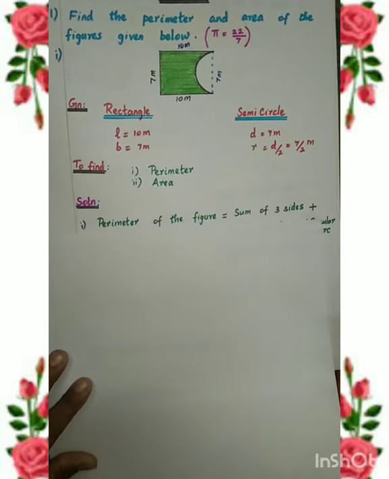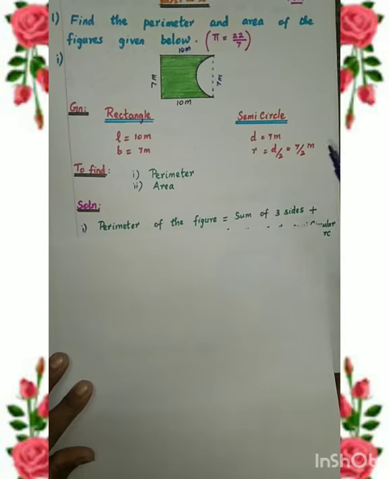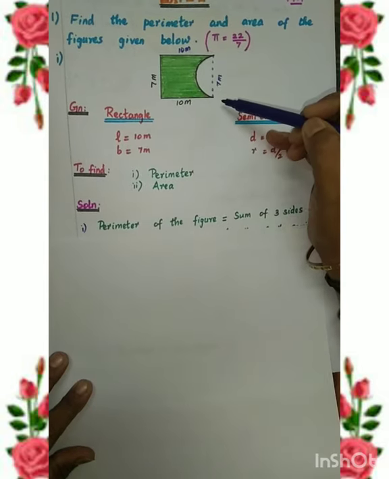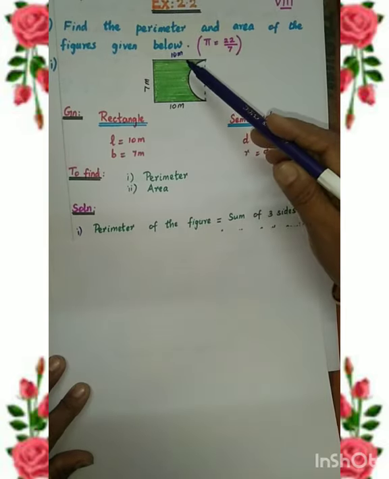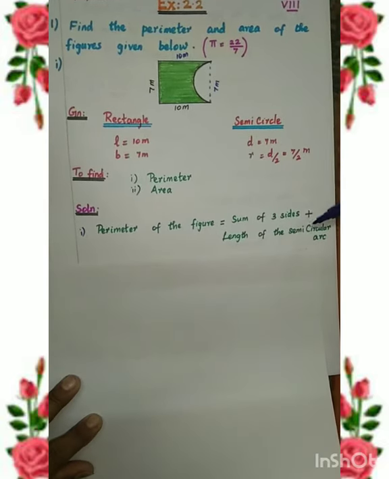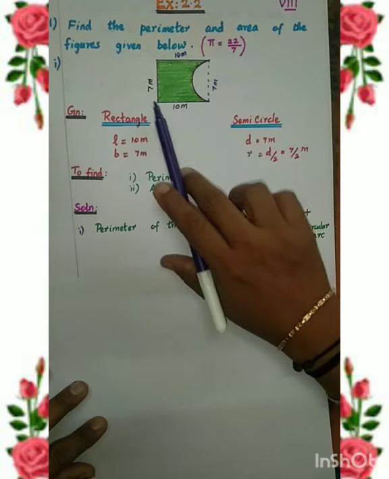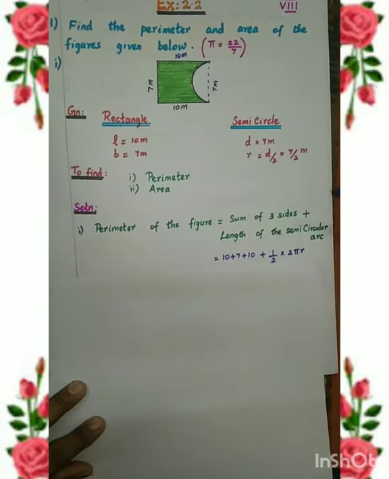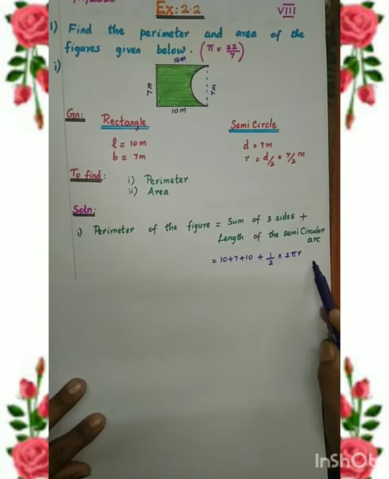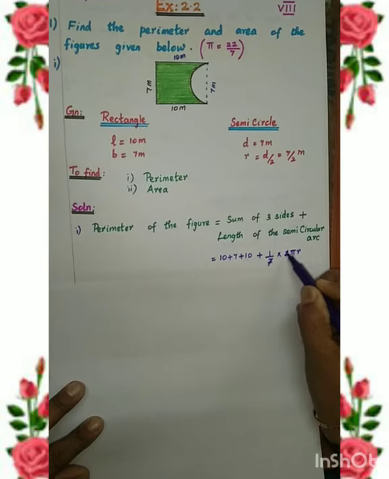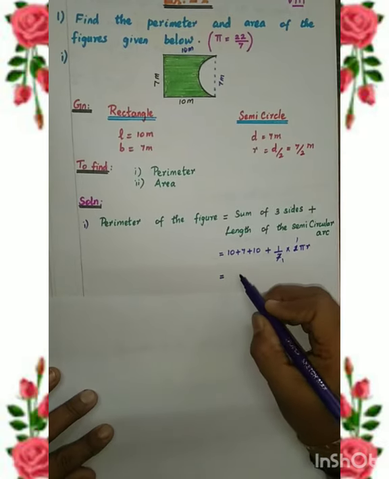So here, the solution. Perimeter of the figure. What do you mean by perimeter? Sum of all the sides. Here we have 3 sides and one part semicircular arc. So we add the 3 sides plus the length of the semicircular arc. That is, the 3 sides are 10 + 7 + 10, plus the length of the semicircular arc, whose formula is 1/2 × 2πr. So the 2 will be cancelled. That is 10 + 10 + 7 is 27.